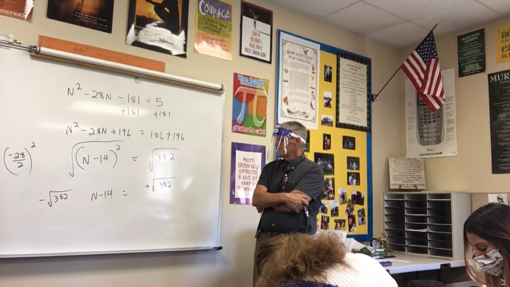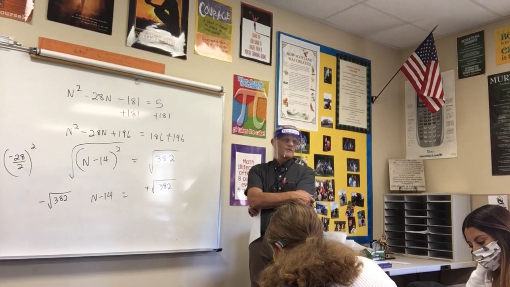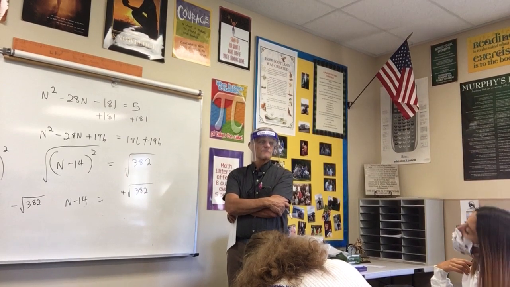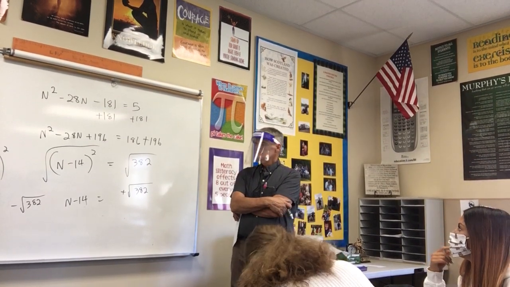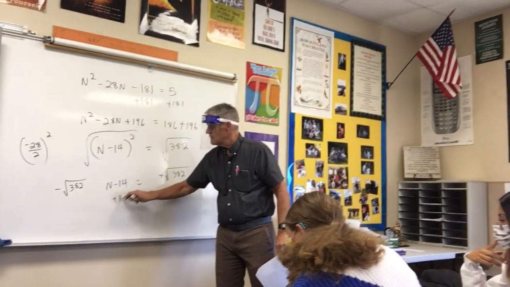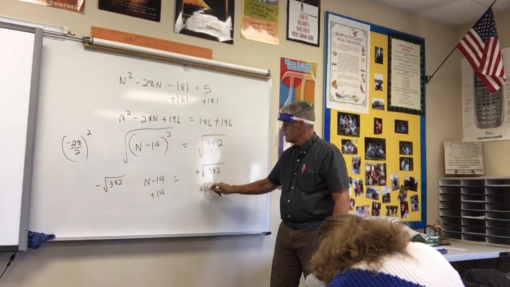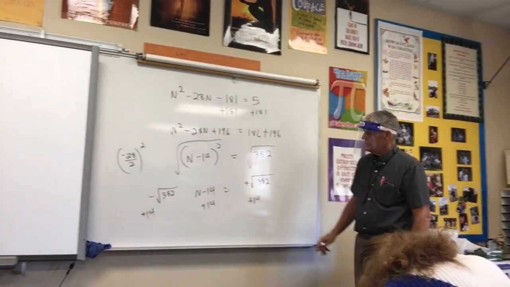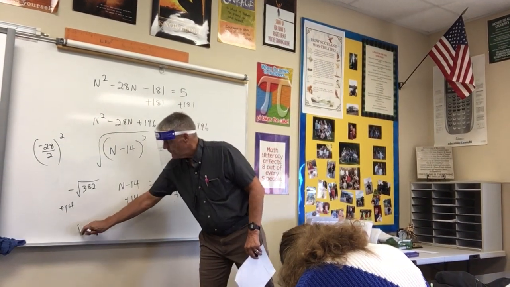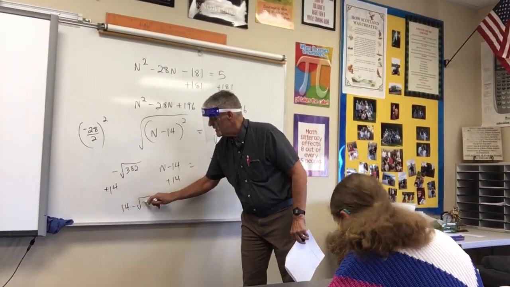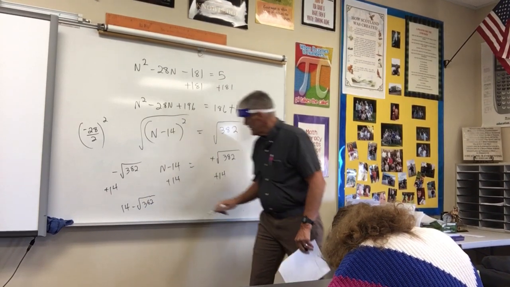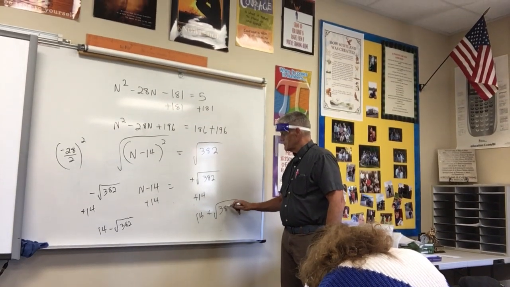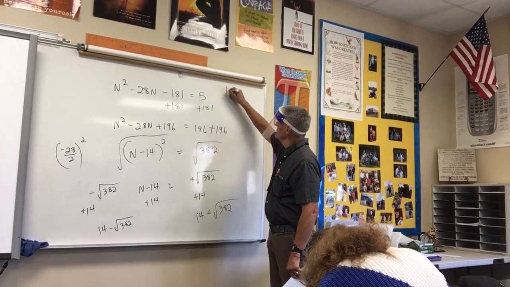Okay? Now, will this break down? I really don't care at this point. In calculator's day and age, I'm not sure it's a big deal to simplify that square root. So I'm going to add 14, add 14, add 14. So my answer is 14 minus the square root of 382, and 14 plus the square root of 382. Now, most of us will write it this way.